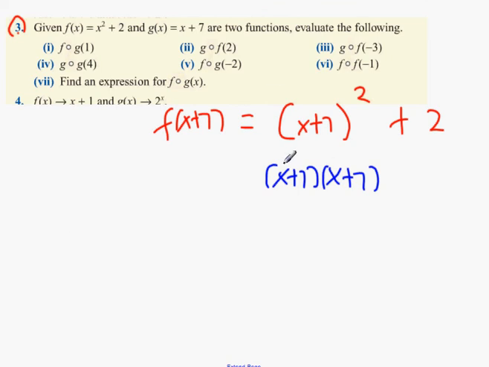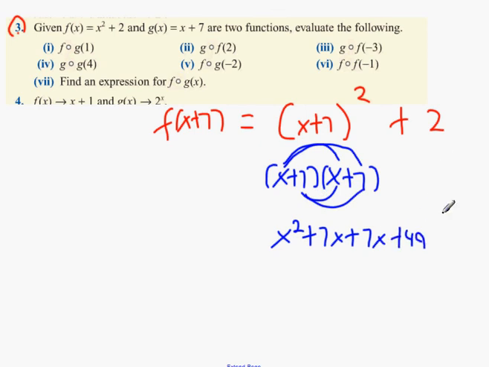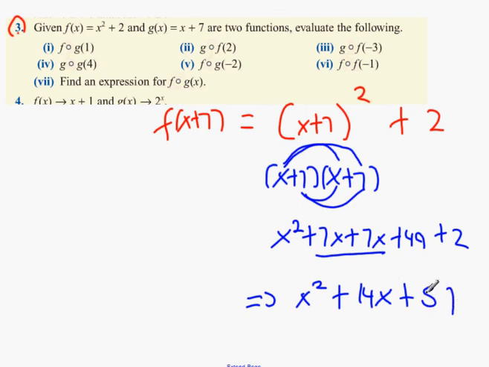Okay? So what's x times x? You got x squared. X times 7, 7 by x, and then 7 by 7, 49. Add on your 2. And what are we left with? X squared plus 14x plus 51. That's you done for that one, okay? It just says find an expression, so that's what it is.